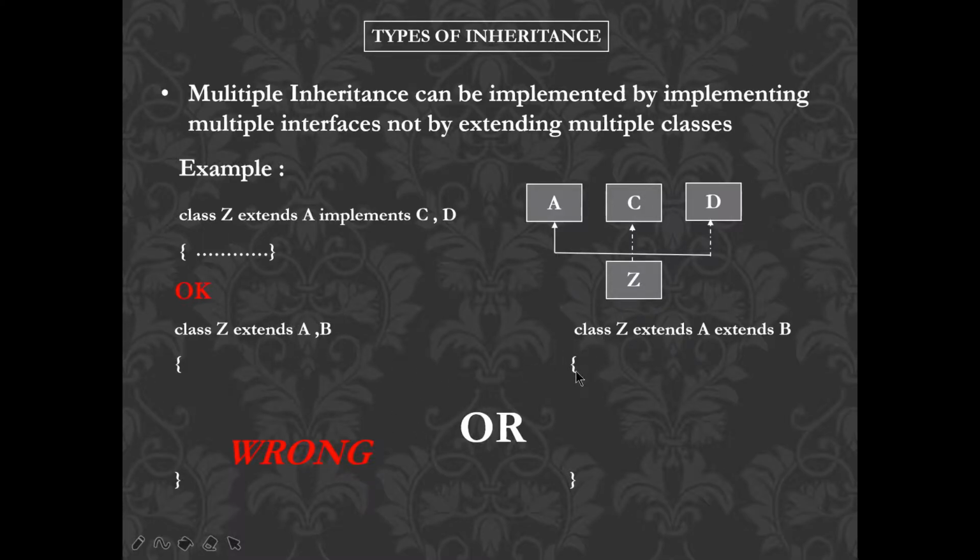Or else you may think like this also, class Z extends A, extends B. You may think we can write like this also. No, this is also not supported by Java. This is also wrong. So multiple inheritance can be achieved only in this fashion, where class Z implements C, D we can write, but class Z extends A, B or class Z extends A, extends B, these two are not supported in our Java programming language. So this is how different types of inheritance are possible. So this is about the introduction to our inheritance concept in Java.